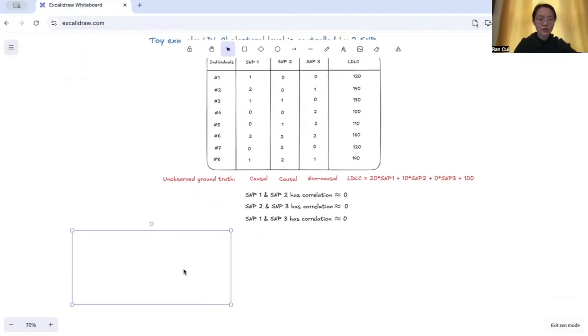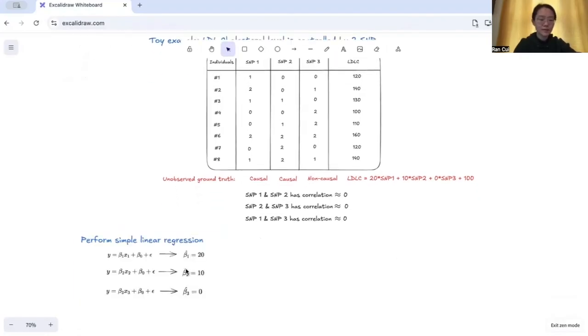And you can go ahead and do a simple linear regression. One SNP at a time, you find the effect sizes, and it's exactly right: 20, 10, and 0. And you just want to double check with multiple linear regression. So you do multiple linear regression, and the answer comes out 20, 10, and 0. So what we have seen here is that when things are not correlated, then we don't have to look at them together. We can divide and conquer. So that's the reason behind why we want LD independence.